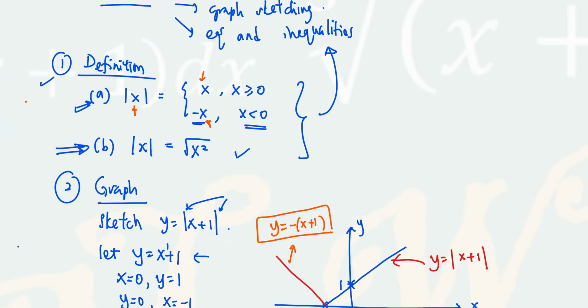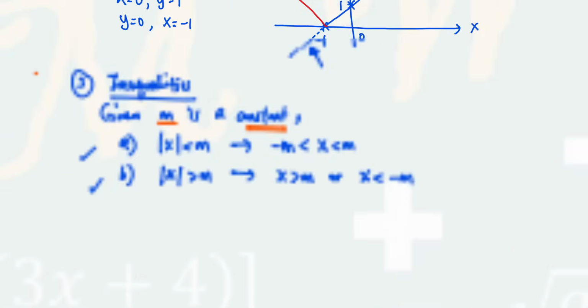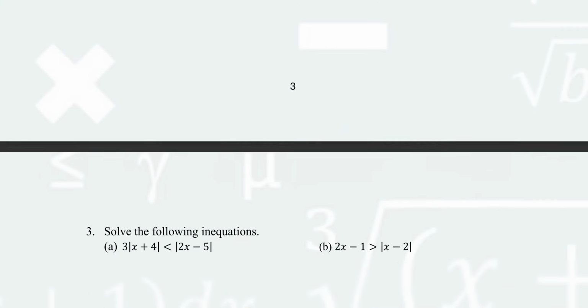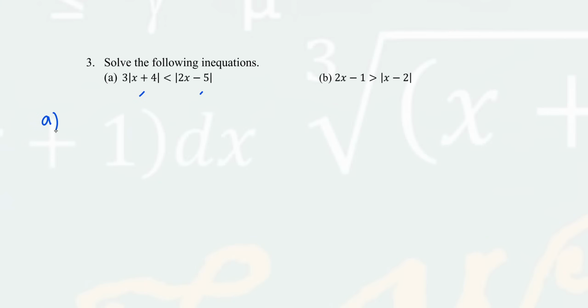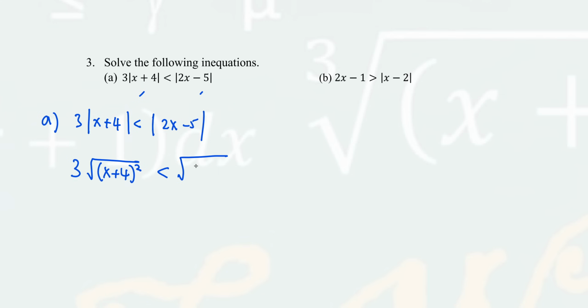Now I will change to the square root of x squared for each modulus function. So for 3a, I will write 3 modulus x plus 4 less than modulus 2x minus 5. According to the definition, the modulus of x plus 4 is the square root of x plus 4 squared, less than the square root of 2x minus 5 squared. Now to eliminate the square root, we need to square both sides.